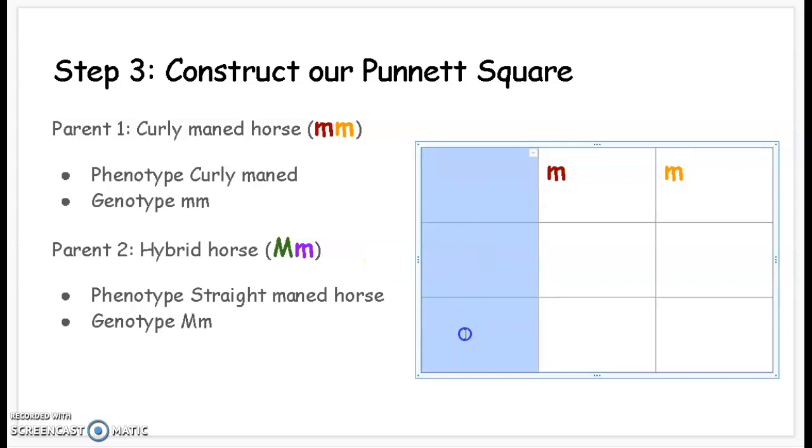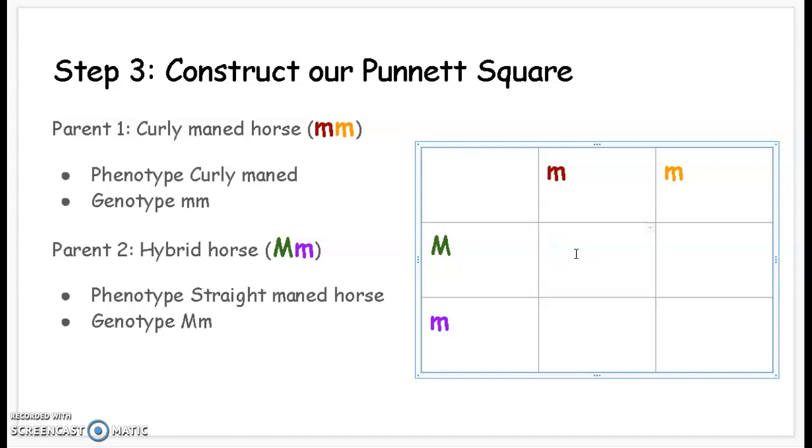Parent 2 goes into the column to the left. The first one is big M and little m. Notice the colors. I am following what I am given, what I have figured out so far. Now we're going to input the offspring.